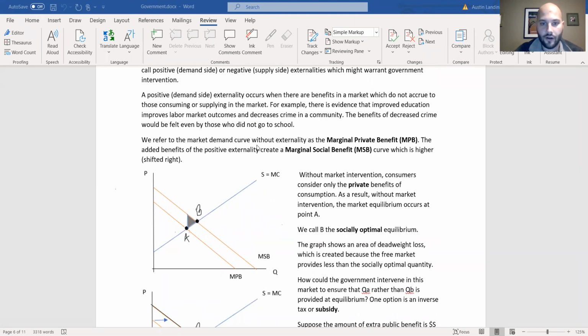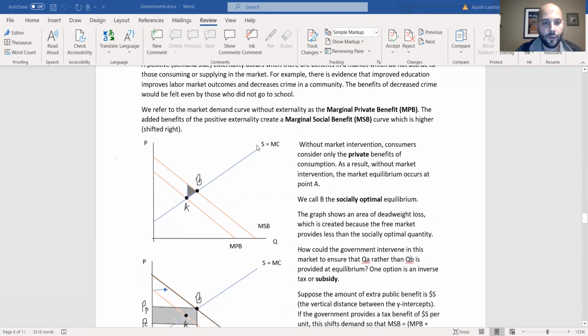And that occurs when there are benefits in a market which do not accrue to those consuming or supplying in the market. So, for example, there's evidence that improved education in an area improves labor market outcomes and decreases crime in a community. And if that were true, the benefits of decreased crime would be felt even by those who did not go to the school.